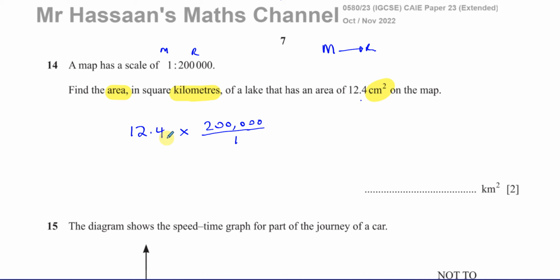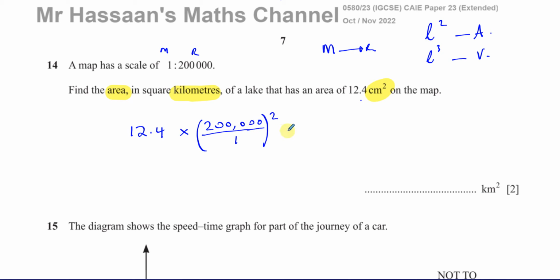This is an area. So I have to square this. We know that the ratio of the lengths squared gives me the ratio of the areas. And the ratio of the lengths cubed gives me the ratio of the volumes. So if I have the ratio of the lengths and I need to find an area, I need to multiply the area by the ratio of the areas, not by the ratio of the lengths. So I have to multiply by 200,000 squared. So that's 200,000 over 1 squared. This is going to give me my answer in centimeters squared. I want it in kilometers squared.